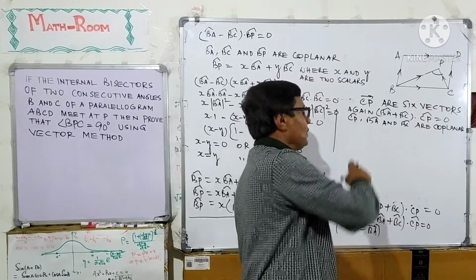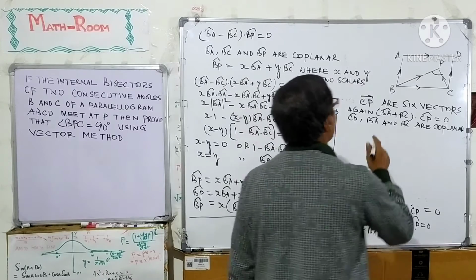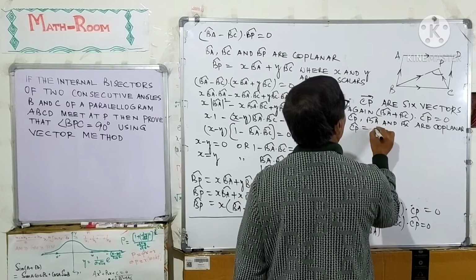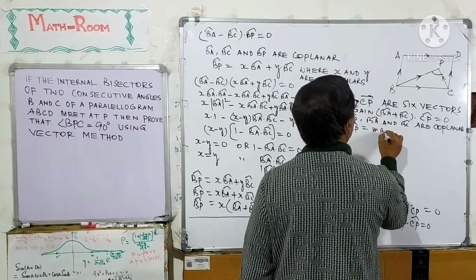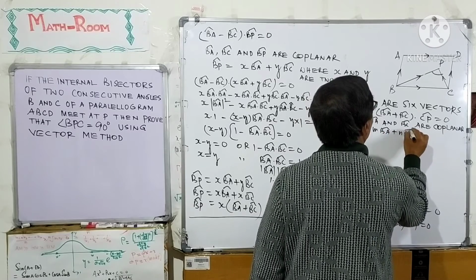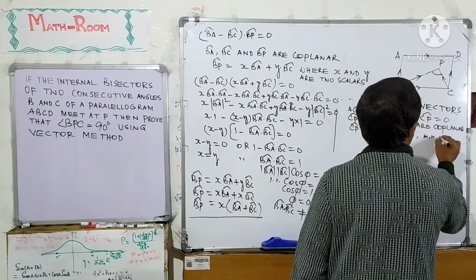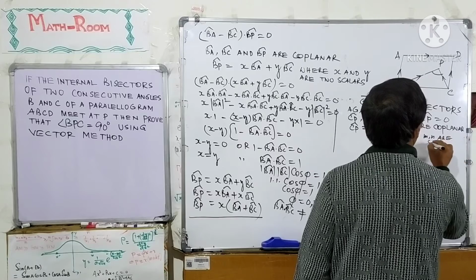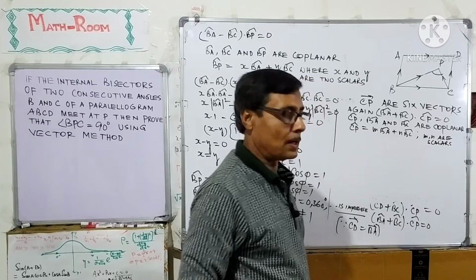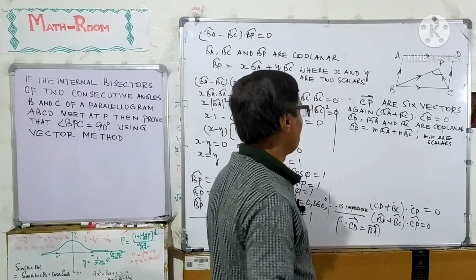So, any one can be expressed in the linear combination of other two. So, we can write CP cap equal to M BA cap plus N BC cap, where M, N are scalars. M, N are two scalars. So, CP equal to M BA cap plus N BC cap.